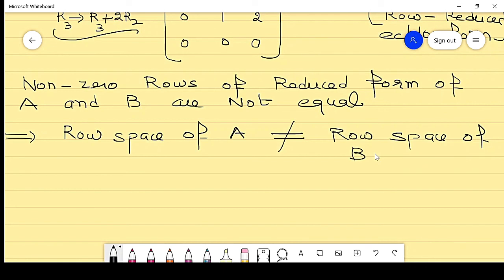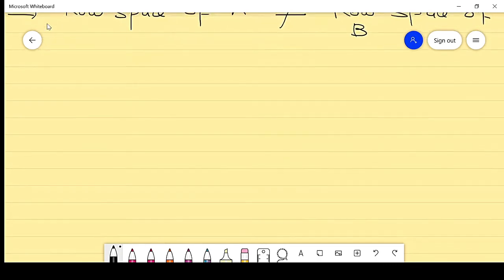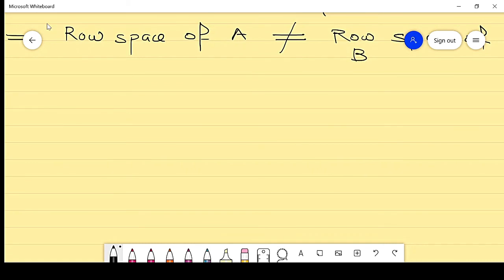So, if I want to find out the column space, just take the transpose matrix, then apply the row operations. Take the transpose of the matrices, then apply the row operation, because if the row spaces of the transpose matrices are the same, then the column space will be the same.